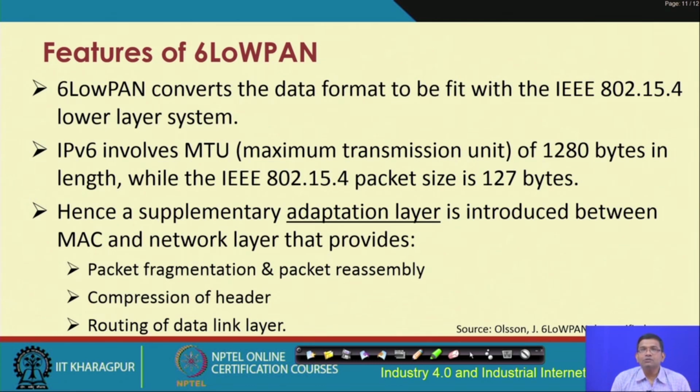Fragmentation has to be done because there is a mismatch between 1280 and 127 in the sizes. So, fragmentation has to be done on one end, and then reassembly of these fragments will have to be done at the other end. This adaptation layer will help you with both, and it also does a few other things such as compression of the header, routing over the data link layer and so on. The routing is also performed on top of the data link layer with the help of this particular adaptation layer.